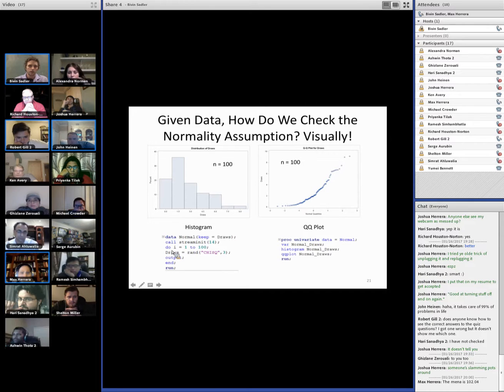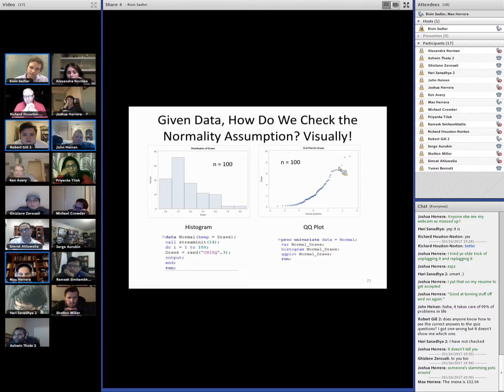Notice here, I called it data normal, but I pulled my draws from a chi-square distribution. Now I'm not pulling from a normal distribution, and I pulled 100 times, and look at that right skew. I would not expect this from a normal distribution, this much right skew, and look at that QQ plot. It bows down. That's an indication of a right skew.